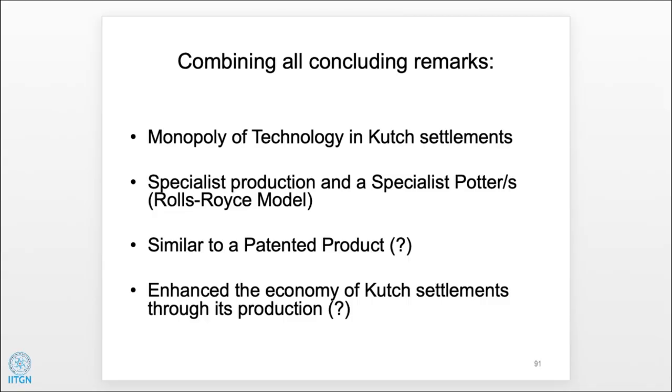Then, I used a very difficult term here, which is not acceptable to many people. I think there was a monopoly of this technology in Kutch settlements, with specialist potters and specialist production. I call it the Rolls-Royce model, because Rolls-Royce is a car which is made to order, not made with machine, it is made with human hand. This is what I have read. Paintings and all, everything is done with human hand. So something like that. It's a patented product, you know.